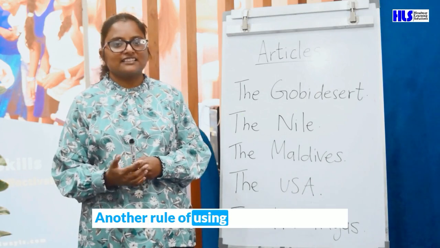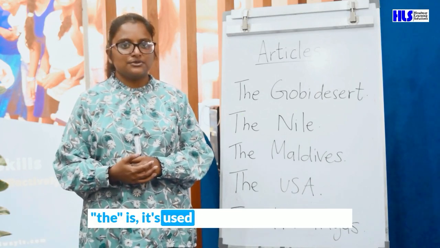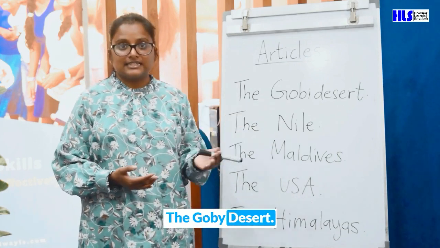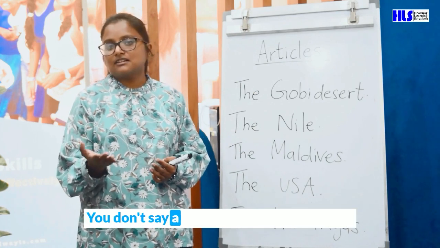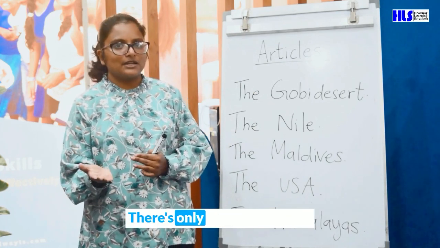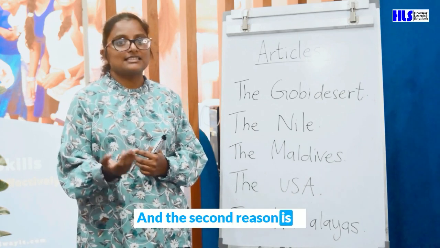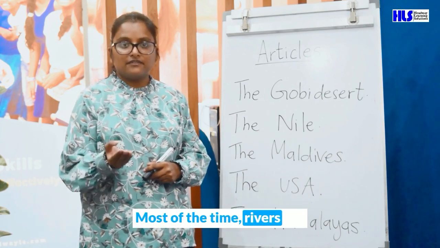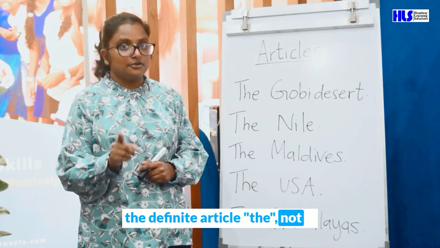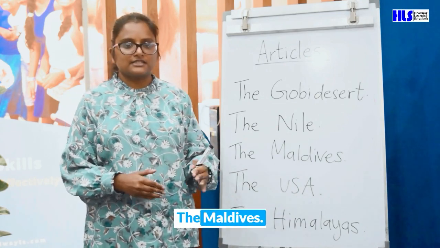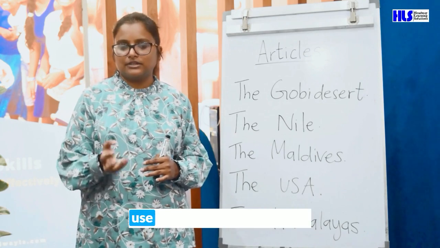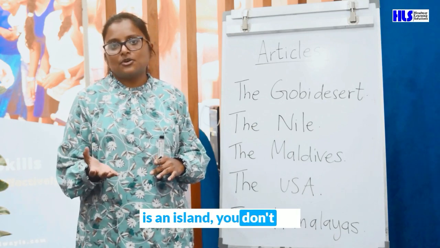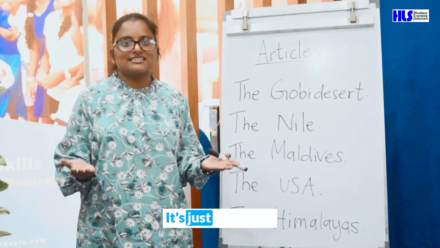Another rule of using the definite article the is, it is used with geographical terms. Let's see. The Gobi Desert. It is a desert. You don't say a Gobi Desert. For one reason, there's only one Gobi Desert. And the second reason is it is a geographical location. The Nile. Most of the time, rivers use the definite article the, not a. The Maldives. Island collections usually use the definite article the, but even though Sri Lanka is an island, you don't say the Sri Lanka. It's just Sri Lanka.